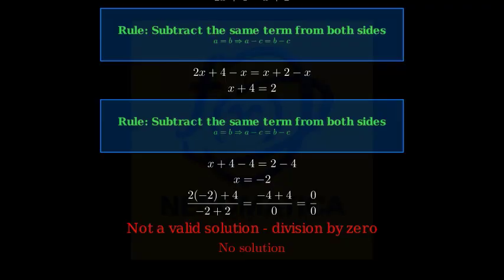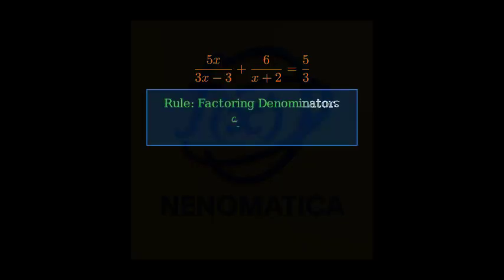Let's summarize what we've learned about solving fractional equations. The equation we're going to solve is 5x over (3x minus 3) plus 6 over (x plus 2) equals 5 over 3. Let's start by rewriting our equation to make it clearer. In the first term, we can factor out a 3 from the denominator, giving us 5x over 3 times (x minus 1). This form will be easier to work with as we proceed.